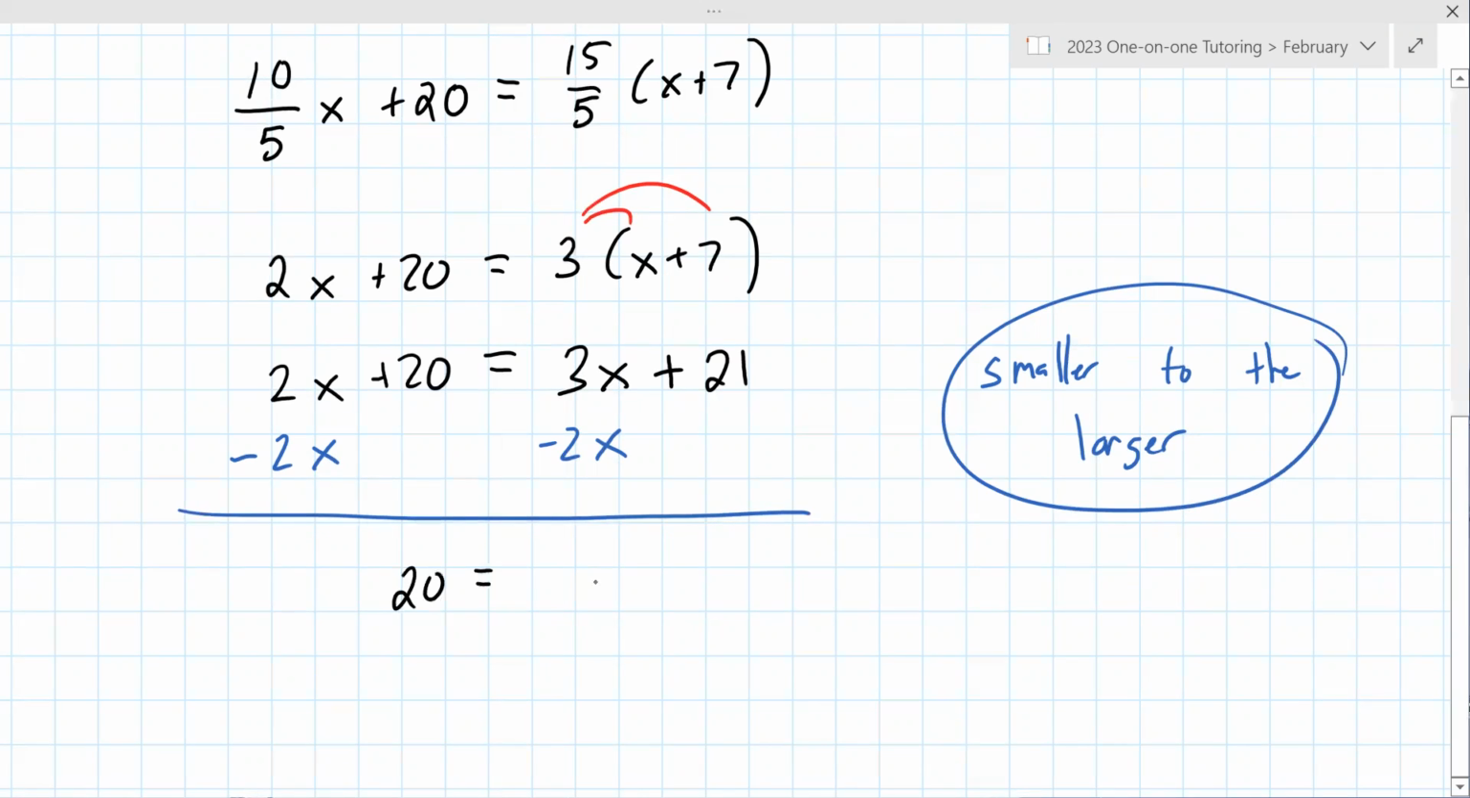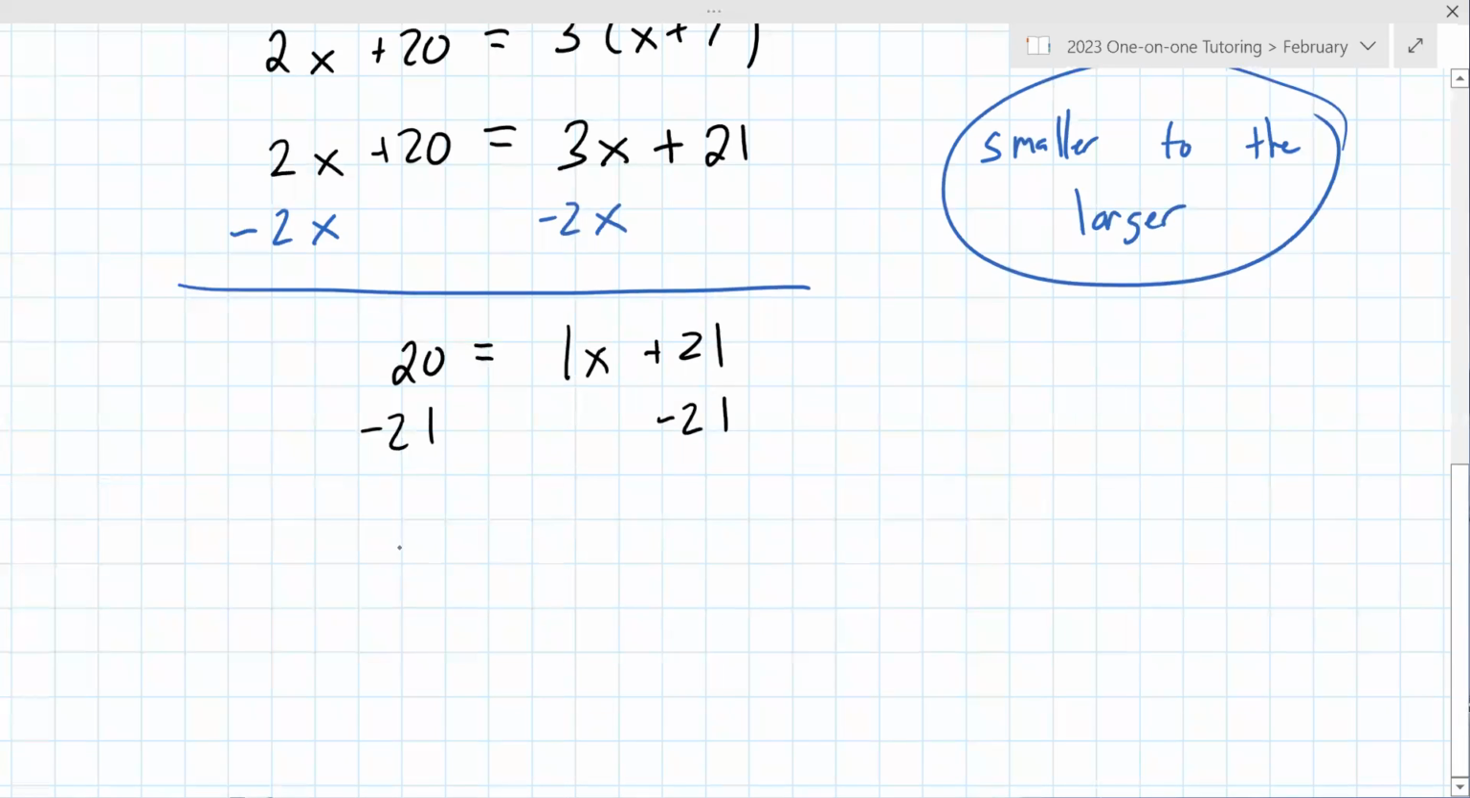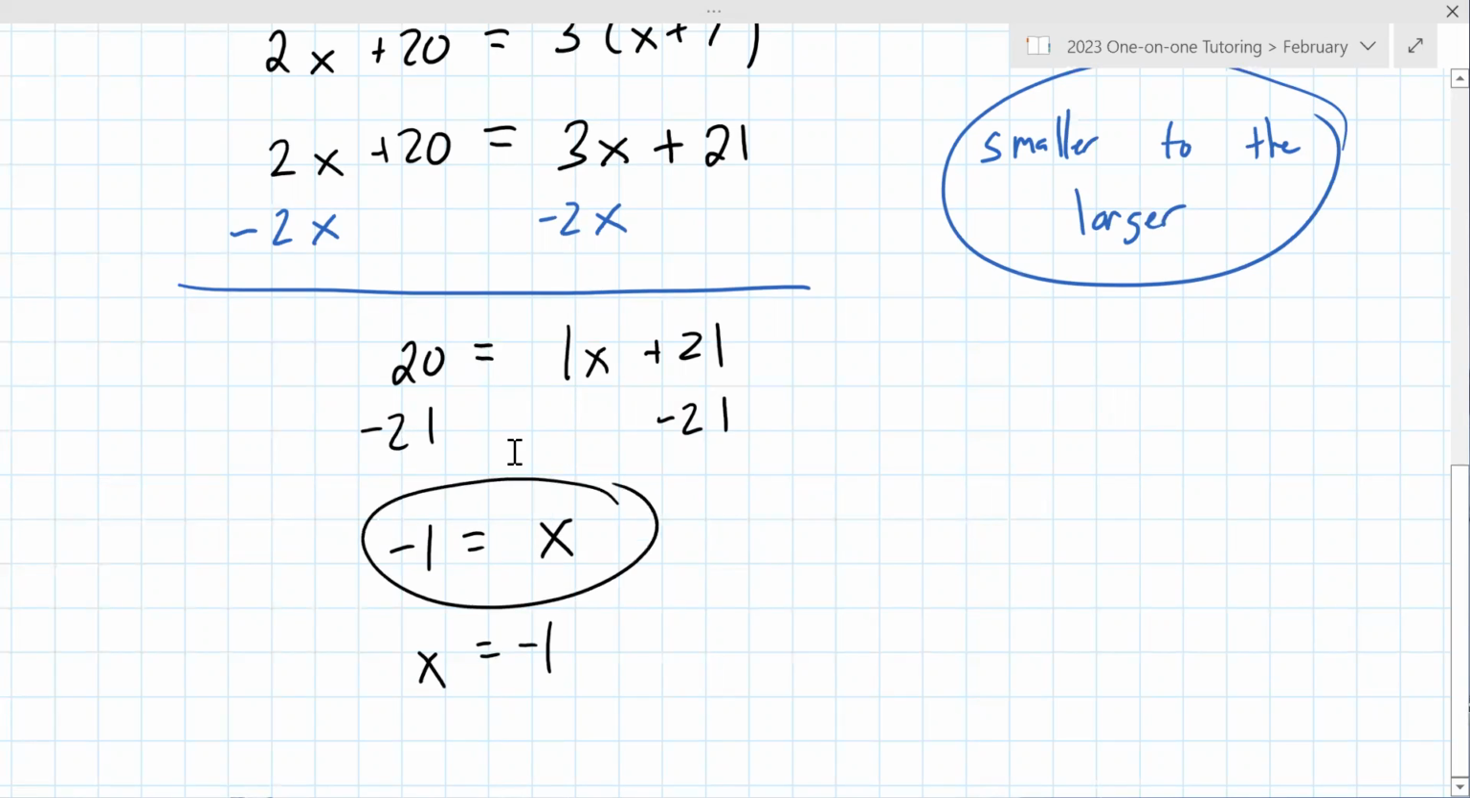So you have 20 equals, what is 3x minus 2x? Just 1x, plus 21. Okay, and then from here you subtract 21. It's always on the side with the variable. Okay, so -1 equals x. Could you just flip it around and do x equals -1? Yes. If you get that far, the teacher's happy. Okay. Can we do another problem like that?